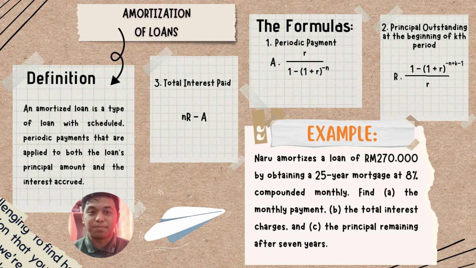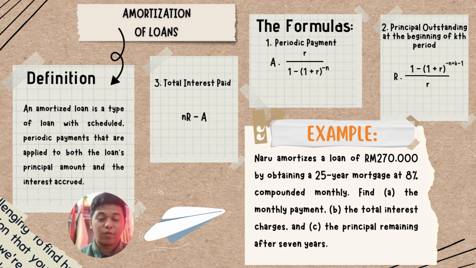Lastly, we move to the last part of the mathematics of finance, which is amortization of loans. The definition of amortization of loans is a type of loan with scheduled periodic payments that are applied to both the loan's principal amount and the interest accrued. The formulas that can be used to calculate the amortization of loans are periodic payment, principal outstanding at the beginning of the K-th period, and total interest paid.